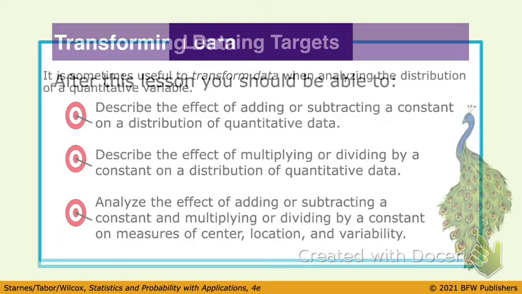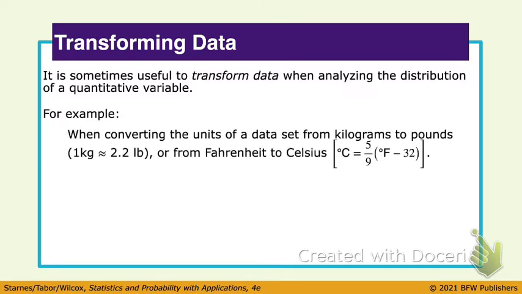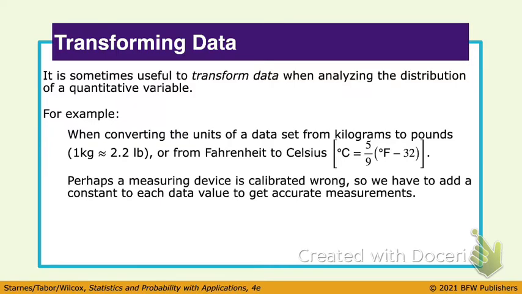Okay? So it is sometimes useful to transform data when analyzing the distribution of a quantitative variable. So for example, maybe you want to convert the units. Maybe you have kilograms and you need pounds, or maybe you have Fahrenheit and you need Celsius. Or maybe you were measuring something and you find out that the machine you were using to measure is messed up and you need to add a constant to every number in order to fix everything.